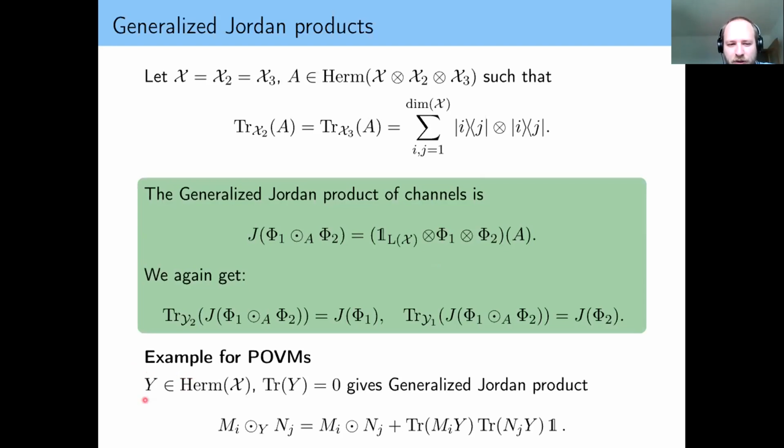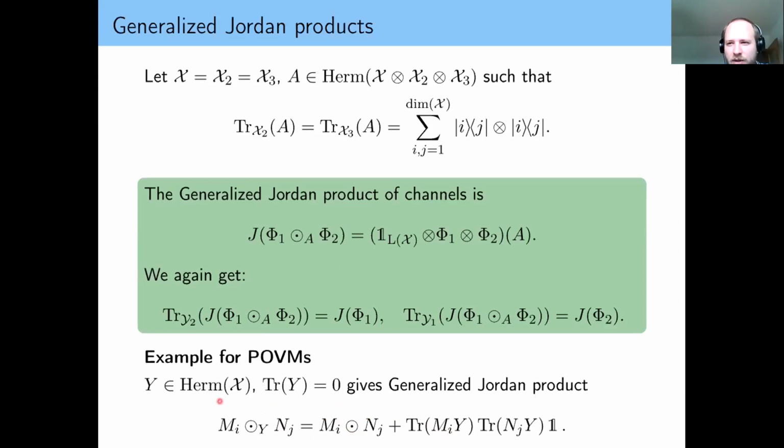What we can do for POVMs is take one operator y such that its trace is equal to 0. And then we can define the generalized Jordan product of POVMs using this equation. Here, the generalized Jordan product is given as the original Jordan product plus this term. The interesting thing about this term is that if you sum over i, you get the trace of y, and this trace of y is equal to 0. We get the same if we sum over j. So we can see that the sum over i of this is the same as the sum of the original Jordan product, which we know is n_j.